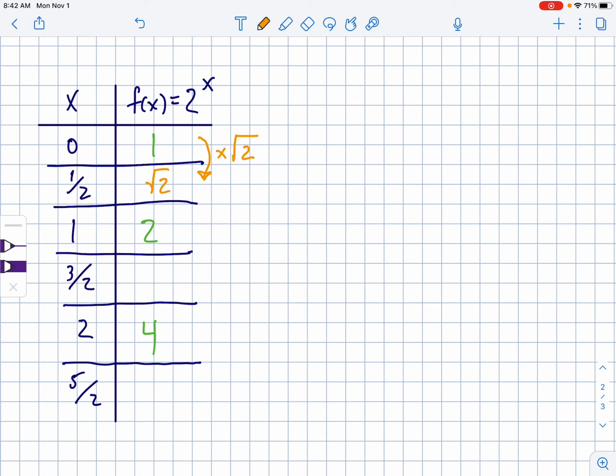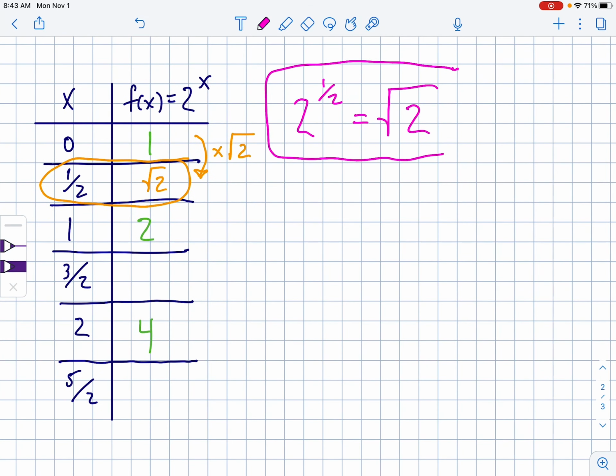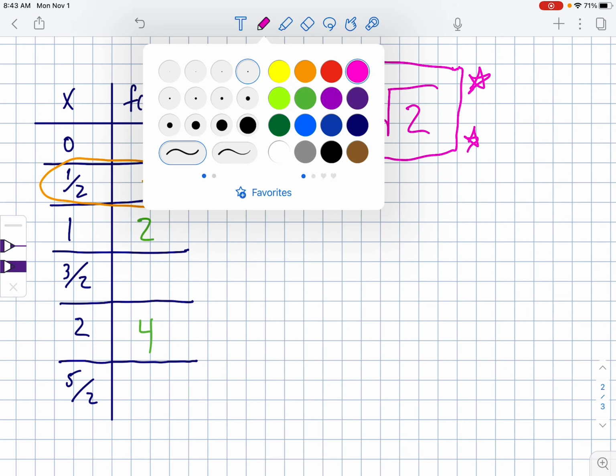Now this is a big moment for us, about what this actually means. This means that 2 to the 1/2 is the same thing as the square root of 2. This is one of the main points of today. Put stars around it. That means that we can move in between these forms, that 2 to the 1/2 is the same thing as the square root of 2.